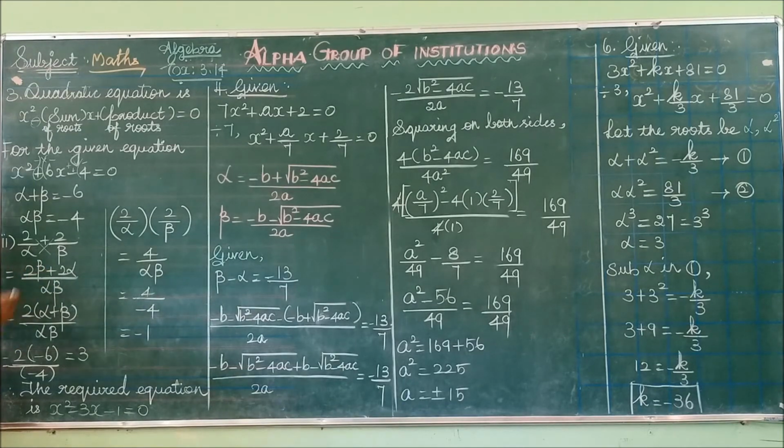What are the remaining terms? So here the remaining term is beta plus alpha, which can be arranged and written as alpha plus beta. Beta plus alpha is also called alpha plus beta. So divided by alpha beta, here also divided by alpha beta. So you can write this as alpha plus beta; instead of alpha plus beta we can apply the value minus 6. Instead of this alpha beta, we can apply the value minus 4.